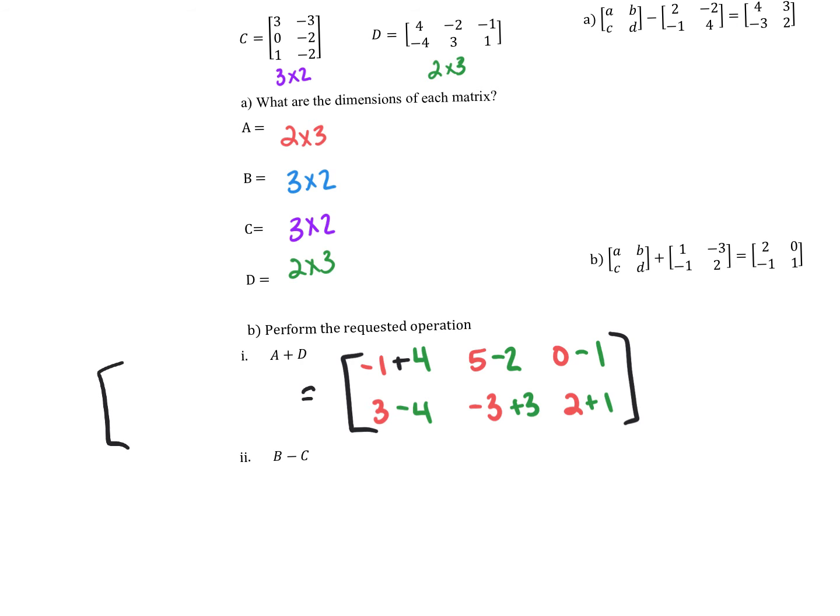I get the new matrix is +3, +3, -1, -1, 0, and 3. Here's that new matrix. And that's how I got it.